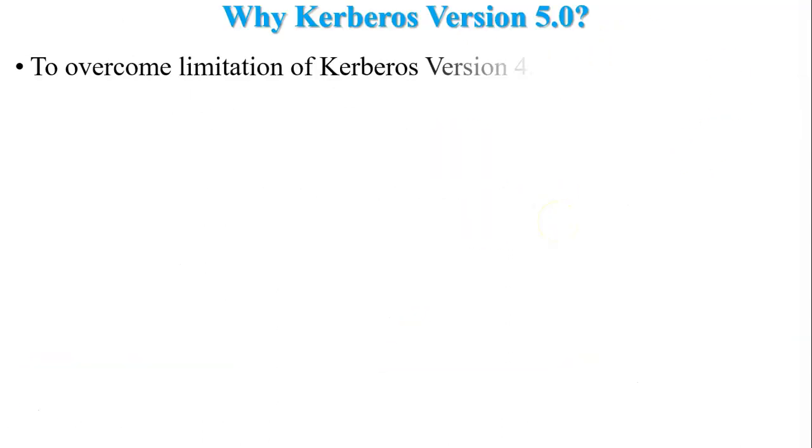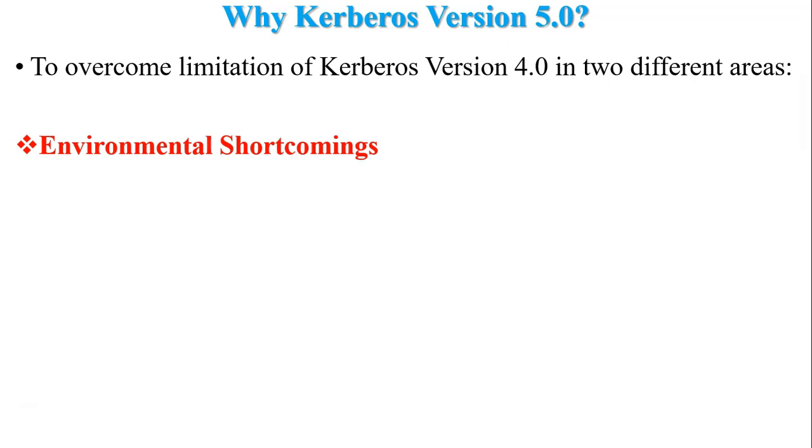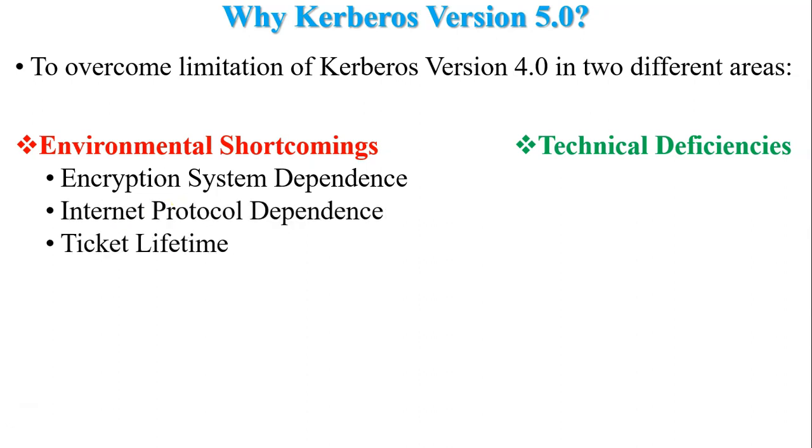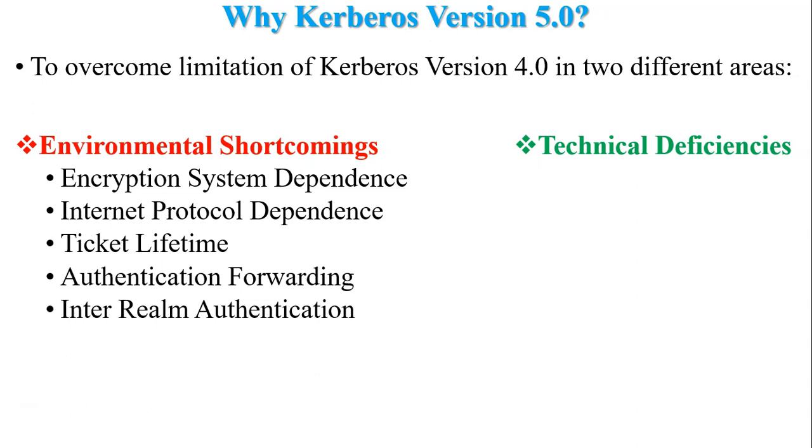Kerberos version 5 is used to overcome the limitations of Kerberos version 4 in two different areas. The first one is environmental shortcomings and the second one is technical deficiencies in Kerberos version 4. In environmental shortcomings, the first topic is encryption system dependence. The second one is internet protocol dependence. The third one is ticket lifetime. The fourth one is authentication forwarding. And the fifth one is inter-realm authentication.